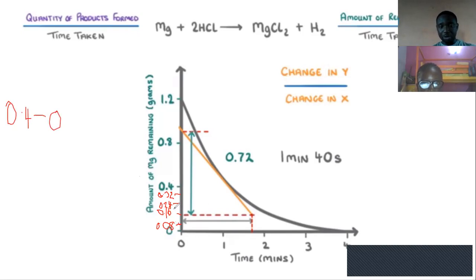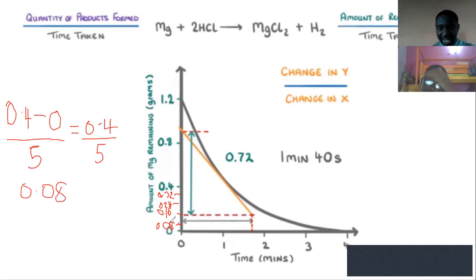You have 1, 2, 3, 4, 5. That's 5 lines, which we call 1 unit, but 2 units is 10 lines. So now this is 0.4 divided by 5 units. Use your calculator and do this. 0.4 divided by 5 would be 0.08. Good. Now this is 0.08.